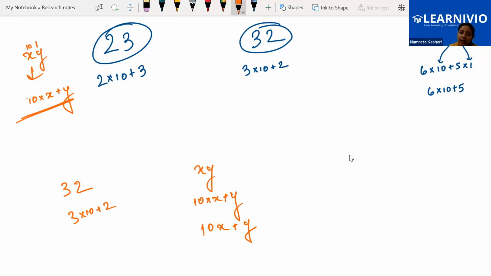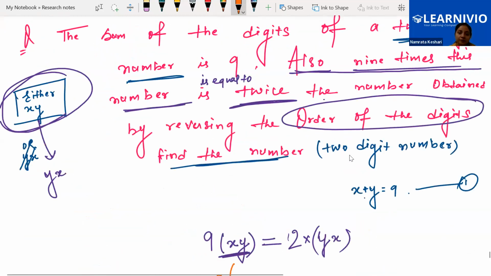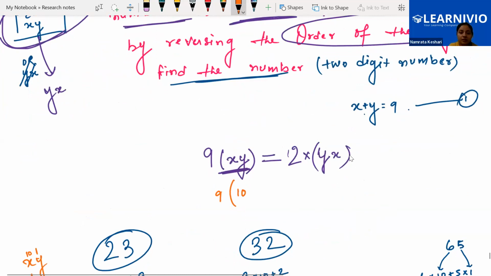But at first, can we write this xy like this? Yes. How can we write yx, Arya? 10y plus x. So let's write it: 10x plus y, 2 times 10y plus x.